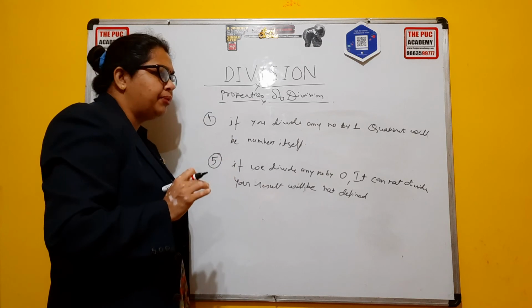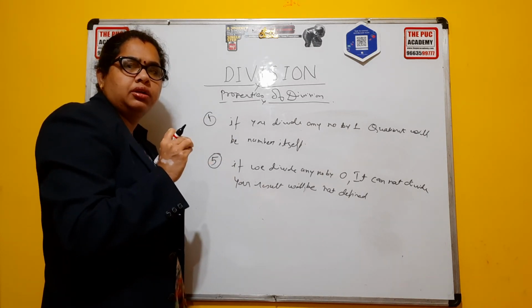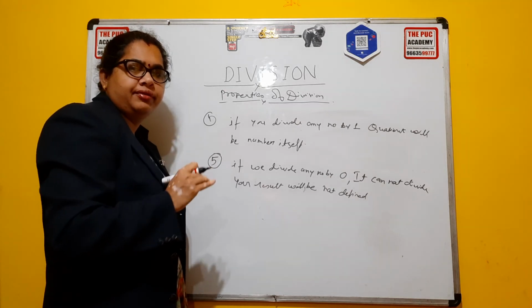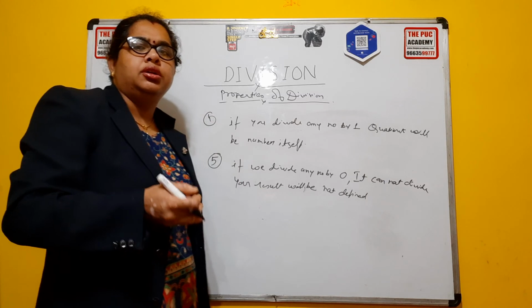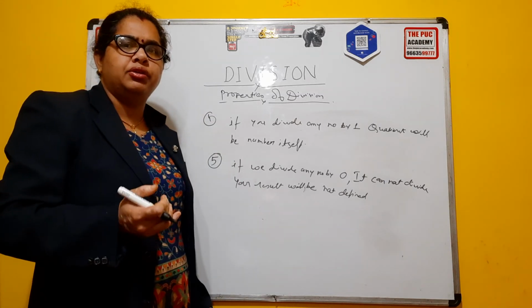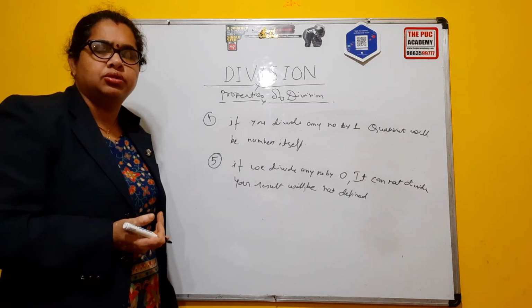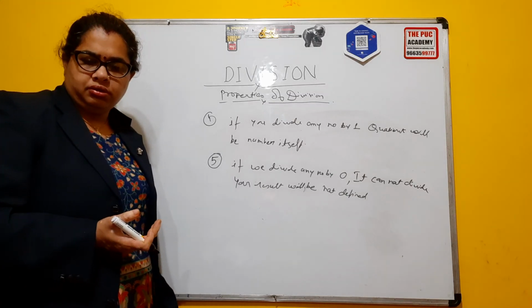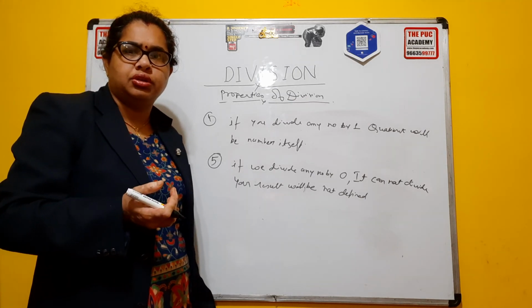If you divide any number by 1, the answer will be that number itself. Because if you want to subtract also, if you divide like 4 by 1, you have to subtract 1 from 4, 4 times. So these questions are a little easy and tricky also.